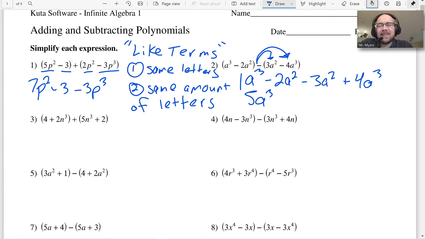Minus 2, minus 3. This is integers. Be careful when you're dealing with negatives. Anytime you're dealing with negatives, you want to be careful. Minus 2, minus 3, I'm going to be adding them.